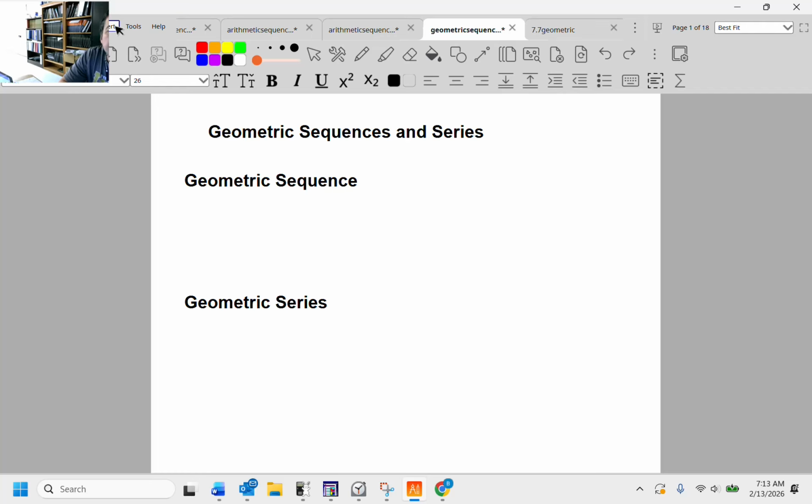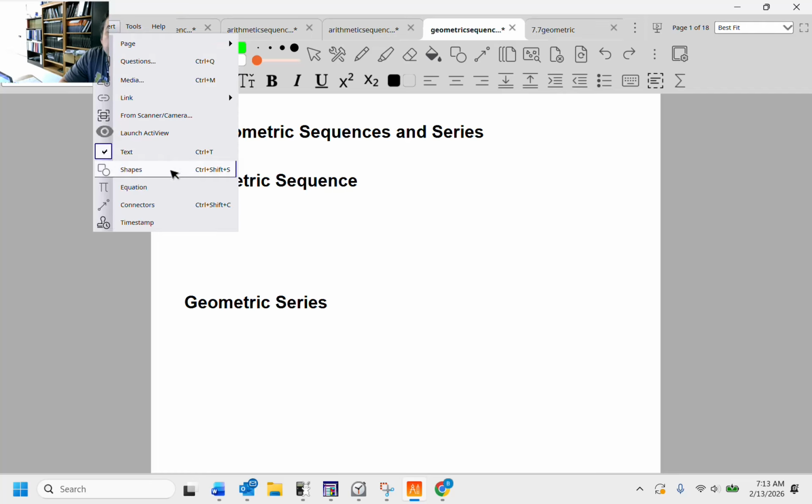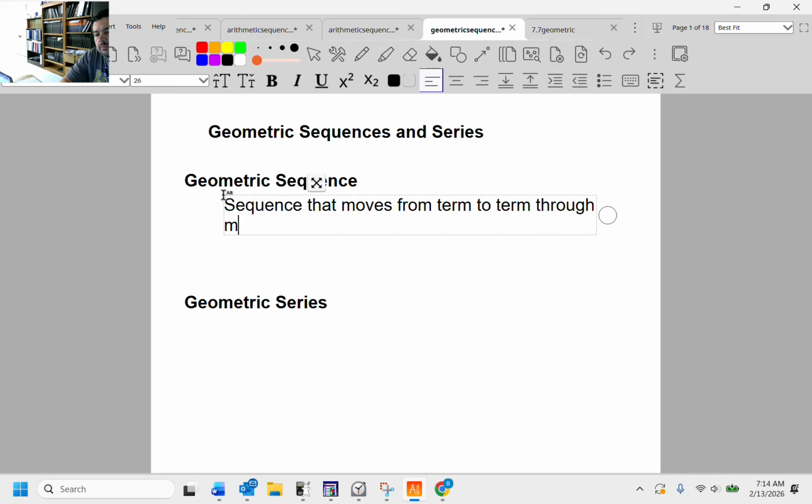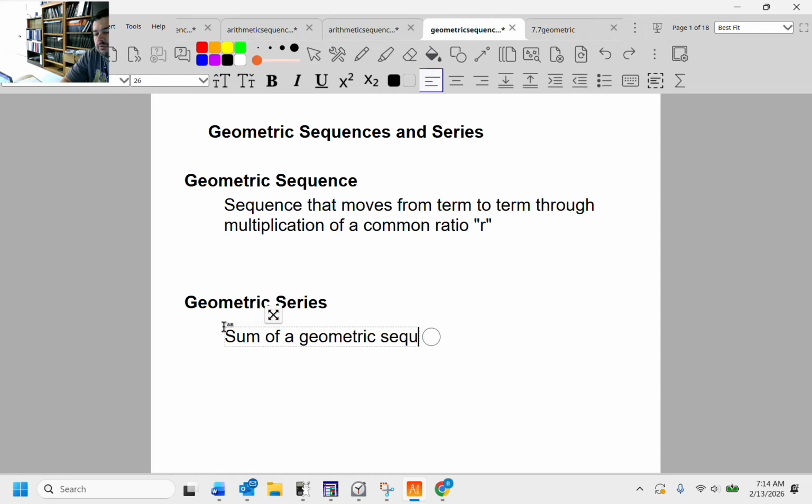All right, this is geometric sequences and series. And so I guess we'll do some definitions. A geometric sequence is a sequence that moves from term to term through multiplication of a common ratio r. All right, a geometric series is the sum of a geometric sequence.